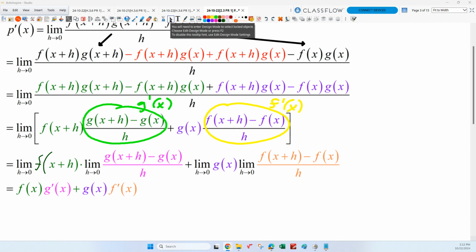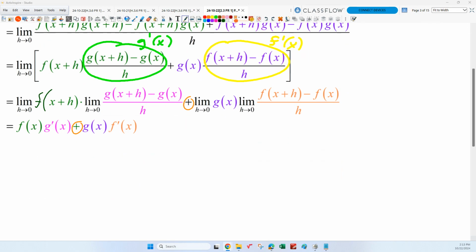I guess not. Anyway, that's g prime of x plus, everybody see this is the plus sign that connects them? That's connecting the two terms, right? The limit of g of x as h approaches 0 is what? g of x. There's no h's to even evaluate, right? And then you already told me that's an f prime of x. Well, there's my answer. That is the product rule.